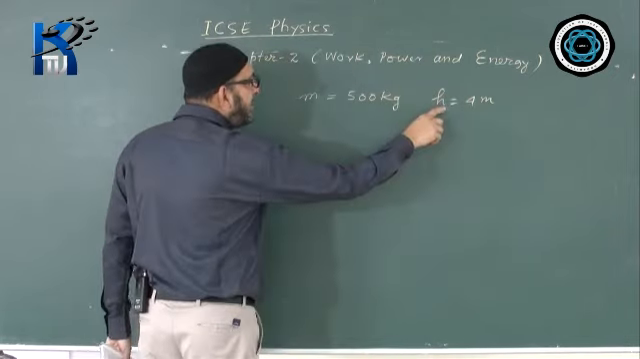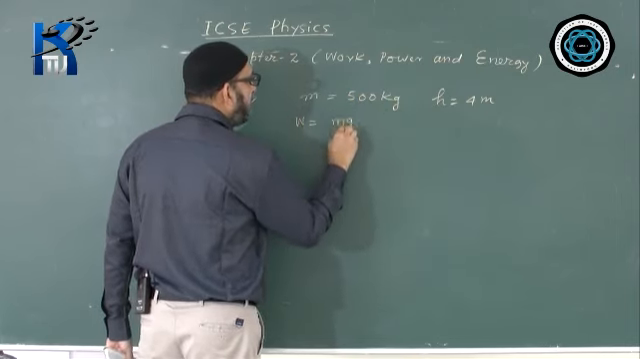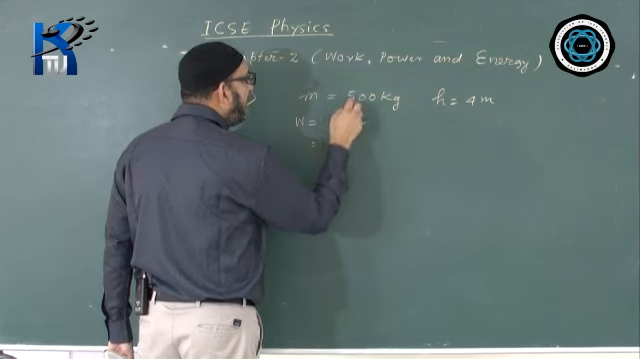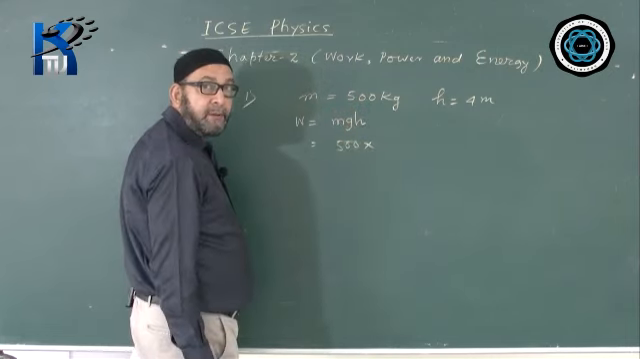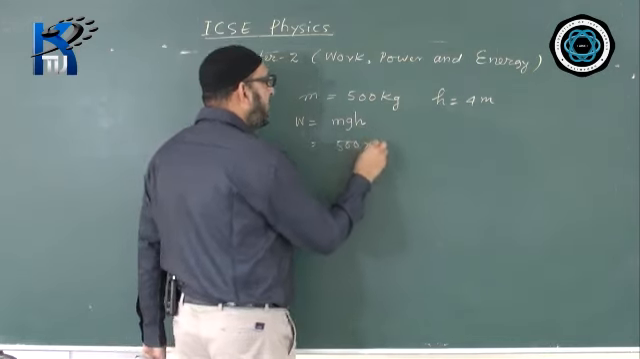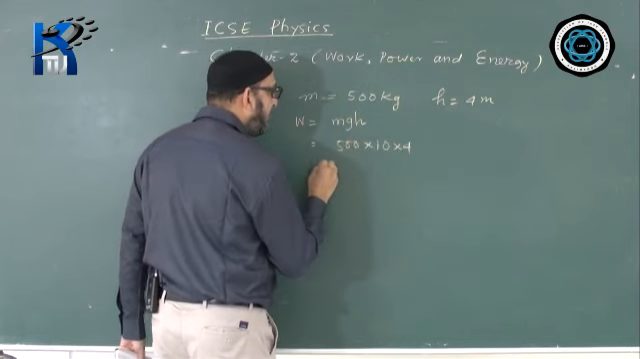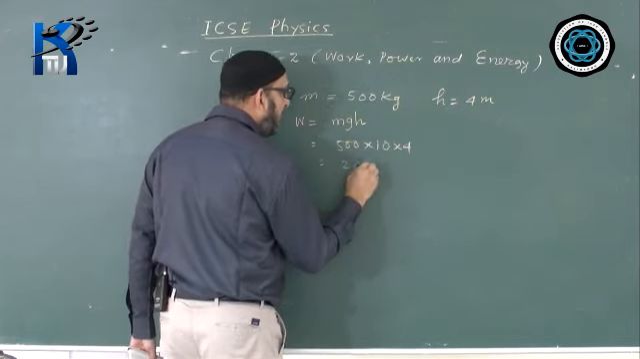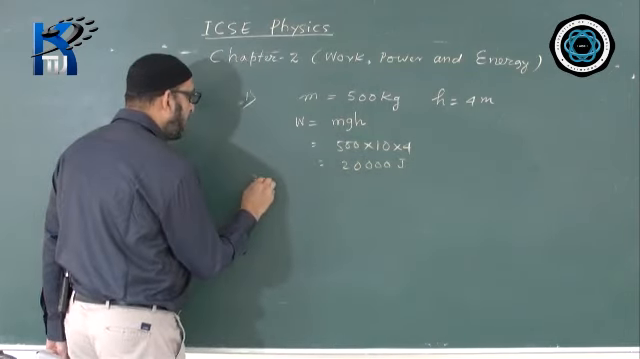We see height is given and we are lifting, that means the work formula directly will become mgh. Just put the value and find the answer. 500. The value of g will be mentioned in the question paper, either 9.8 or 10. So let us use 10 just now, and height is given 4. The answer will come 20,000 joules. That's it. This problem is solved.